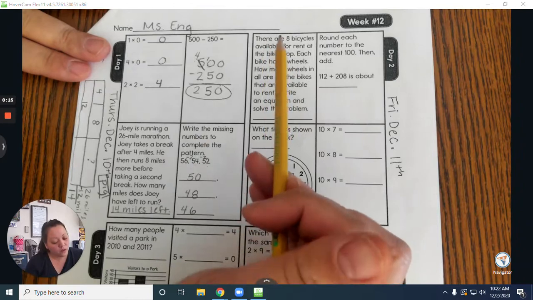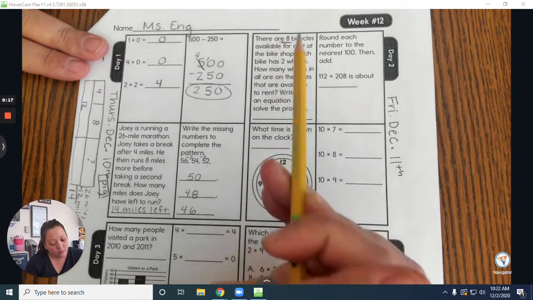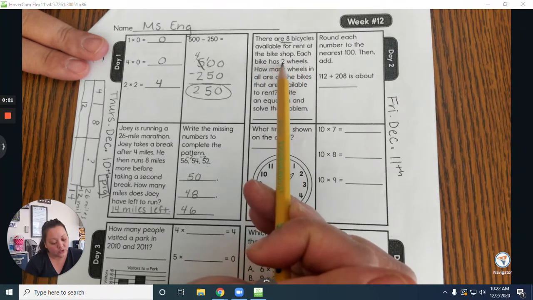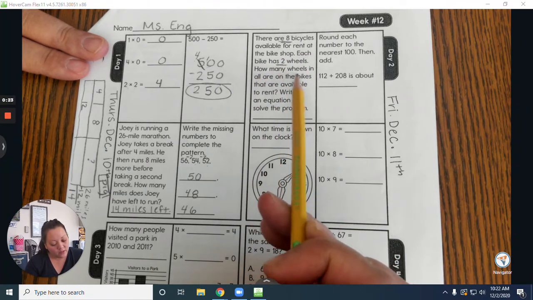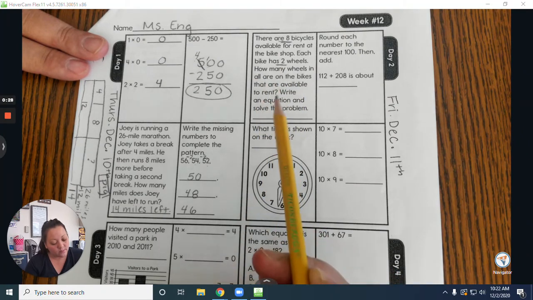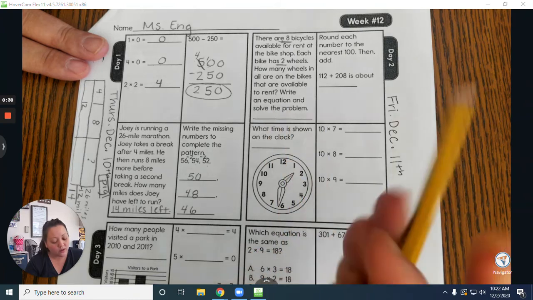Okay, let's get started. There are 8 bicycles available for rent at the bike shop. Each bike has 2 wheels. How many wheels all are on the bikes that are available to rent? Write an equation and solve the problem.